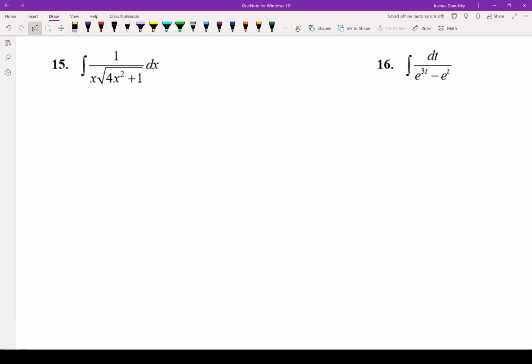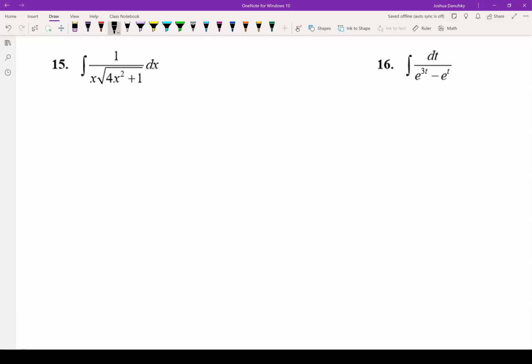Number 15, the integral of 1 over x times the square root of 4x squared plus 1 dx. So we're probably recognizing pretty quickly that under the square root we have this 4x squared plus 1, which makes us think of trigonometric substitution. I like to start off by rewriting this so I have a quantity squared, in other words 2x squared, and then I can do a u sub that will allow me to then continue on with a trig sub.